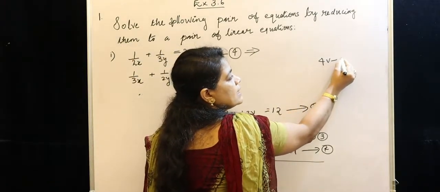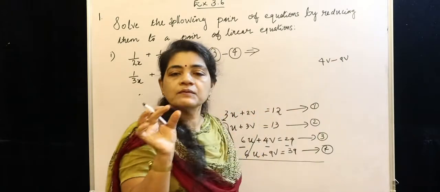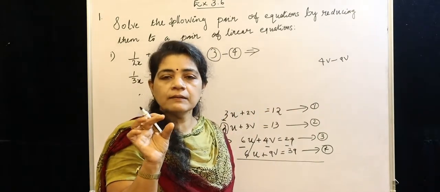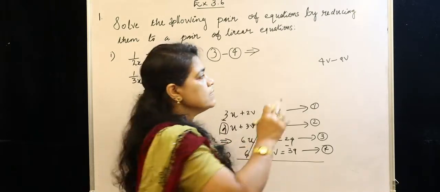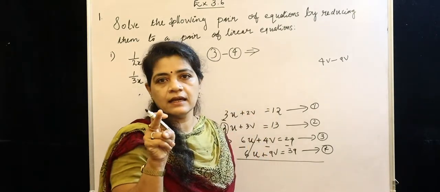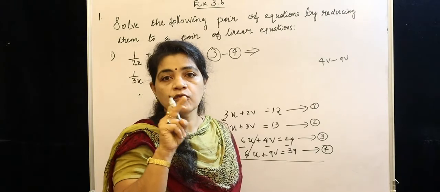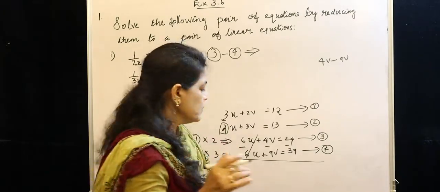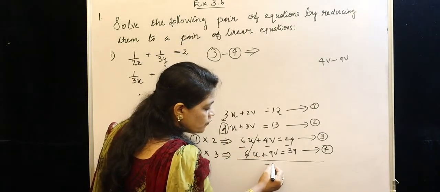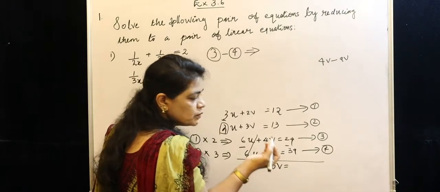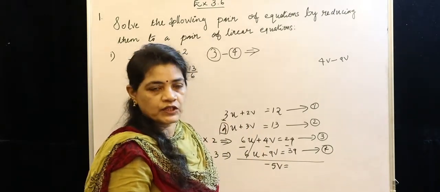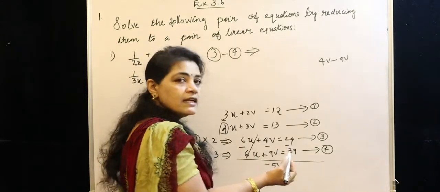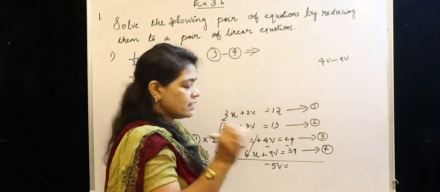4v minus 9v. How can we subtract like terms? By subtracting the coefficients and keeping the variable the same. That means 4 minus 9. So take the difference: 5, and its sign is negative. So negative 5v. In the same way, 24 minus 39 is 15, and it carries a negative sign, because 39 is a negative number.